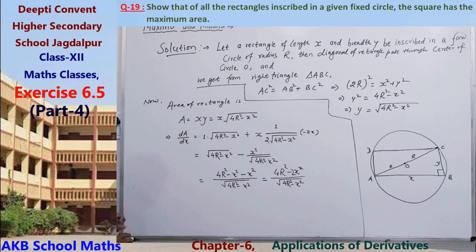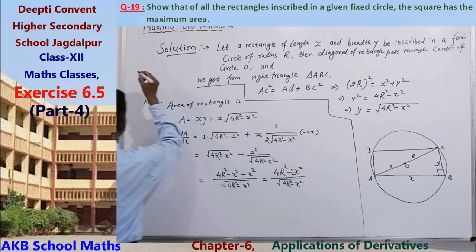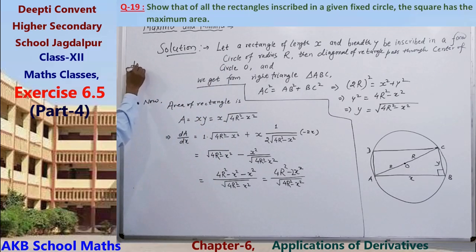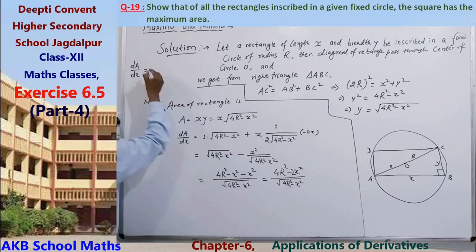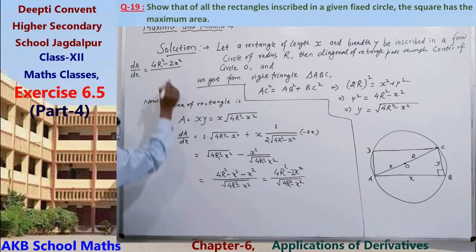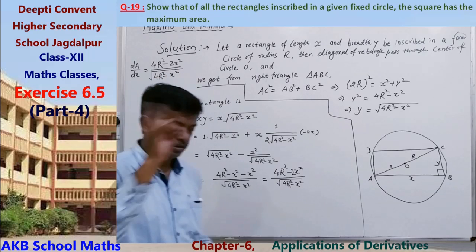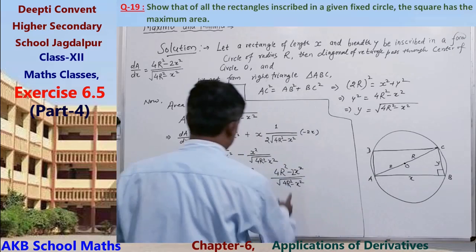Now we just write this first derivative here. dA upon dX equals 4R square minus 2X square upon root of 4R square minus X square. Okay, this is the first derivative. Clear?